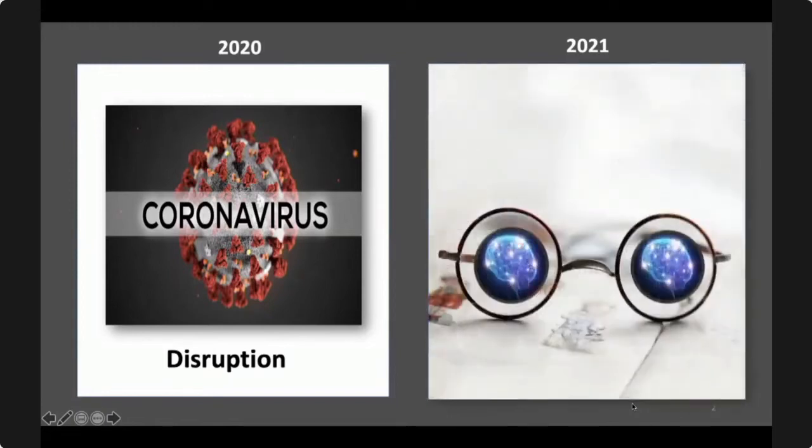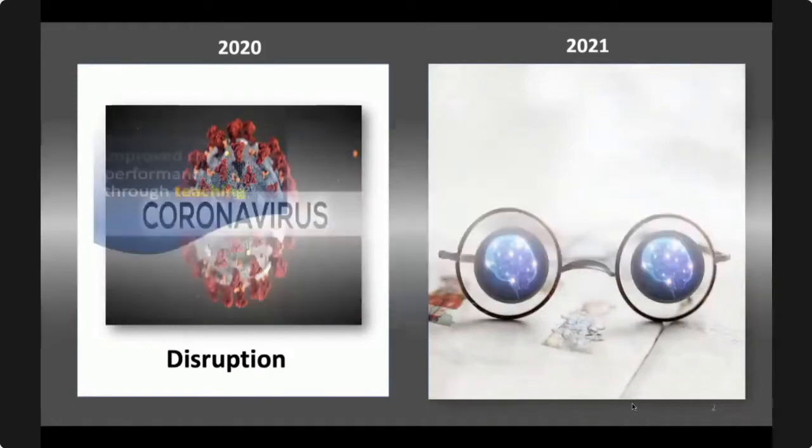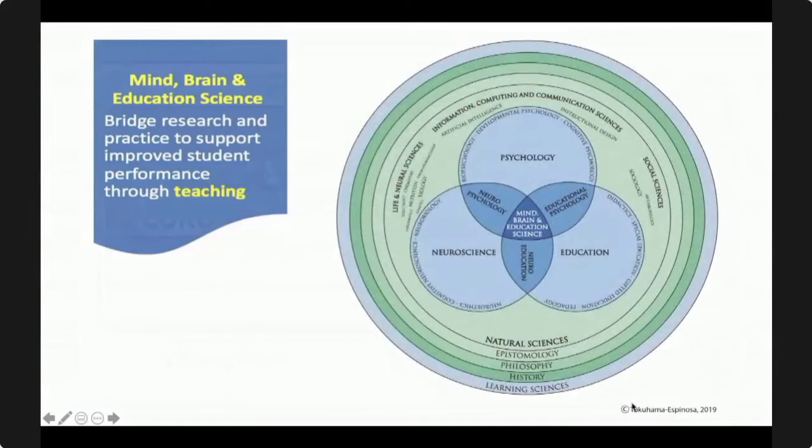So I'm going to ask that everybody puts on some glasses today from Mind Brain Education Science, and we're going to talk about some exciting possibilities. Mind Brain Education Science is actually a relatively new field. It builds upon the learning sciences, and it bridges research and practice to support teaching, student performance through teaching. And it's really here at the nexus between neuroscience, psychology, and education.